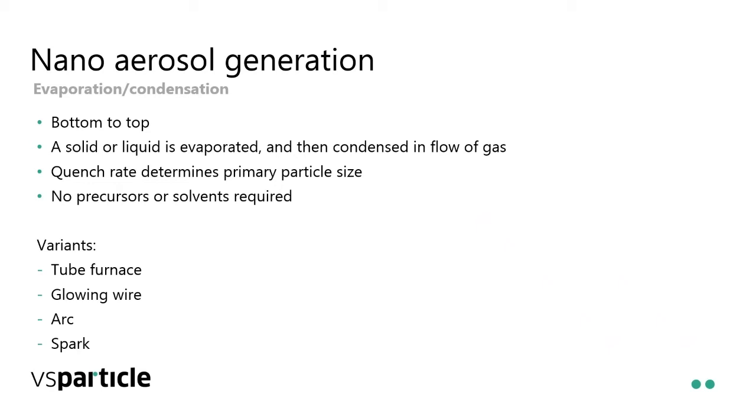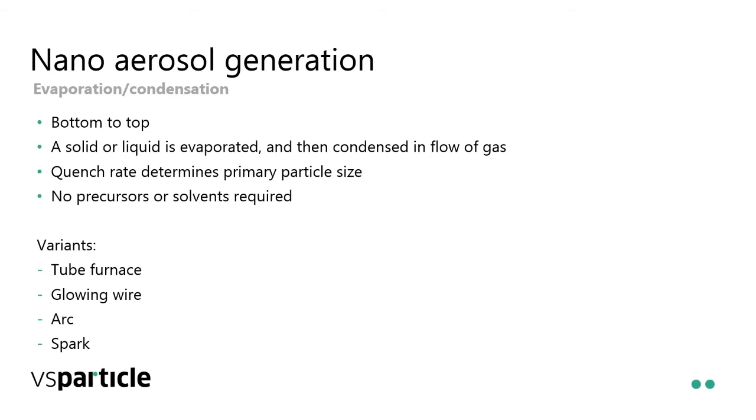A glowing wire is very nice in certain niche applications, but has some practical challenges where the wire sometimes breaks. Arcs are good if you want to have a lot of mass, and of course our preference is the spark, which is a controlled discharge that gives you a nice balance between output and very small particle sizes.